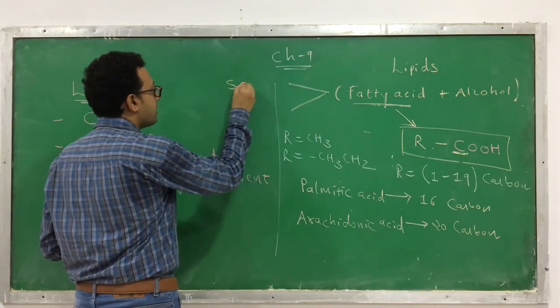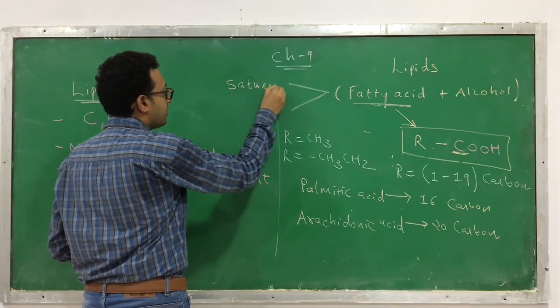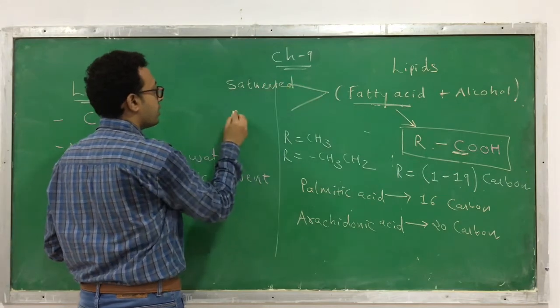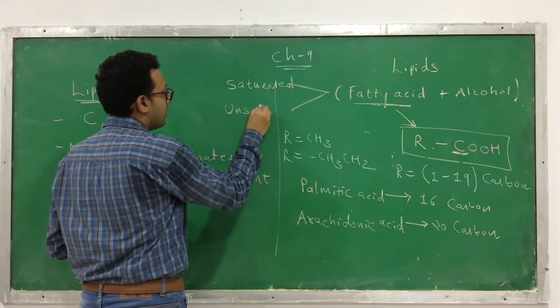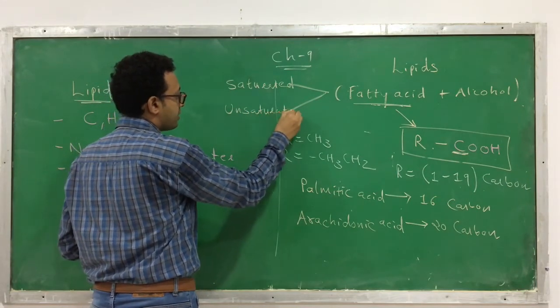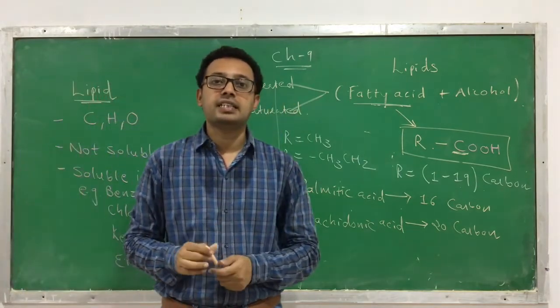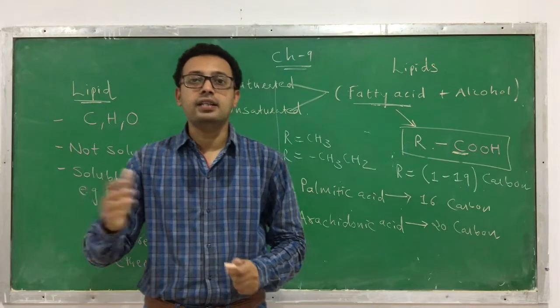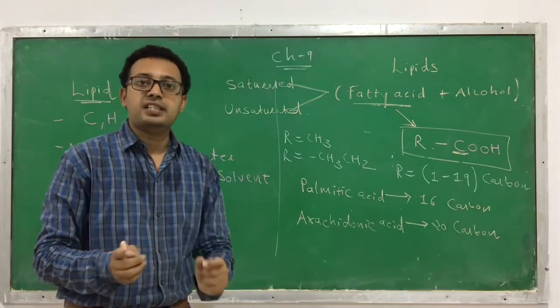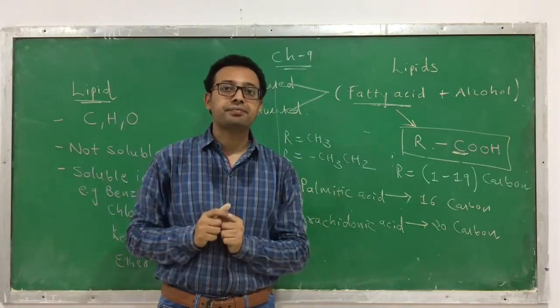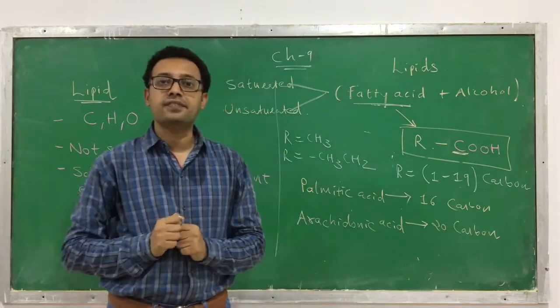First is called saturated fatty acid, and the second one is called unsaturated fatty acid. How many types of fatty acid are there? Two types of fatty acids are there, saturated and unsaturated. Now you know that a fatty acid is a long chain of carbon with a carboxylic acid functional group.